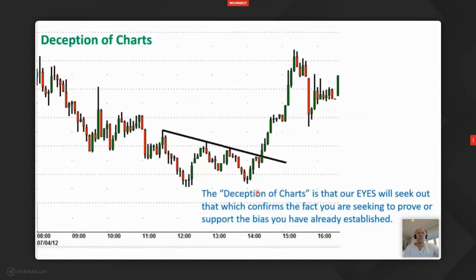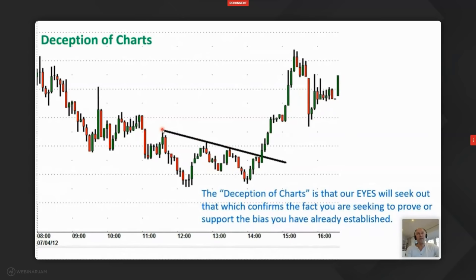Now, what I want to talk to you about now is the deception of charts, because your eyes will seek out the information that confirms the fact that you are seeking, or the bias that you have already established for yourself. So if you are negative on the market, well, your eyes will seek out the things that confirm the negative bias.